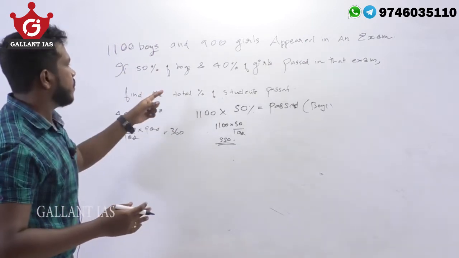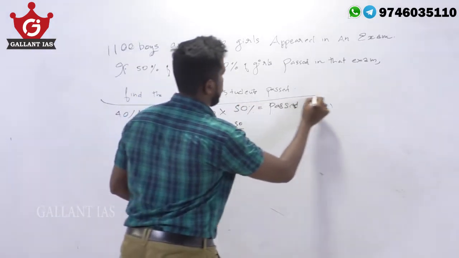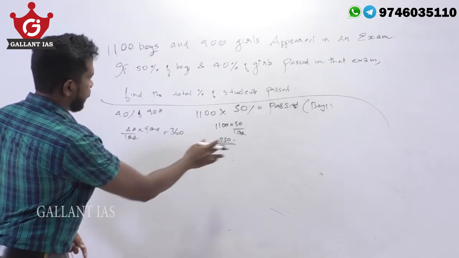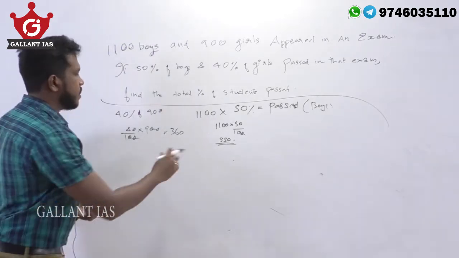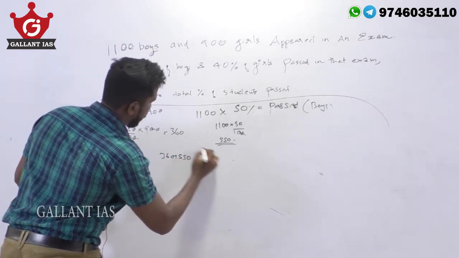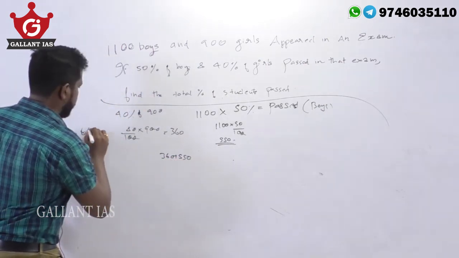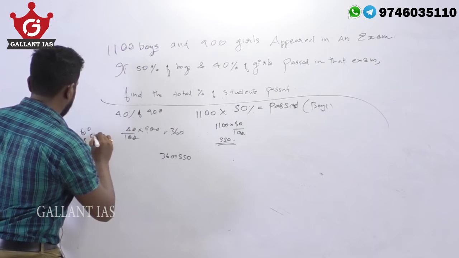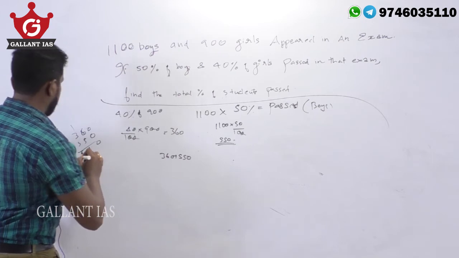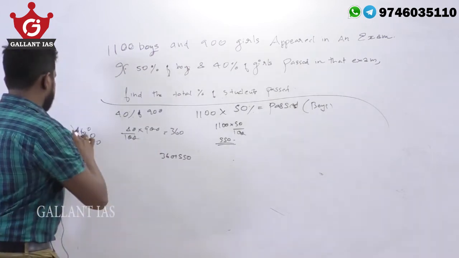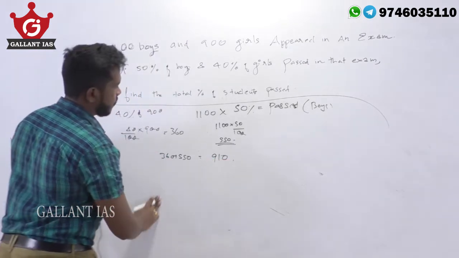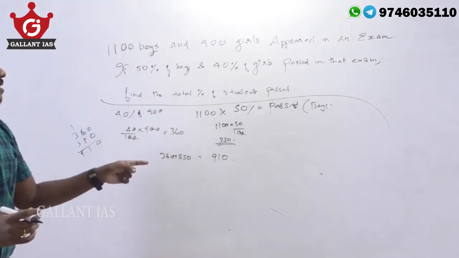Now our question is what? This is actually the question: find the total percentage of students passed. So let's find the total number of students passed. That is 360 plus 550, which is 910. So we got that 910 students passed in that exam.